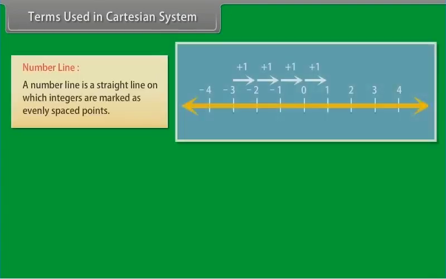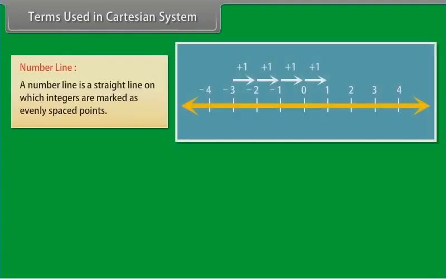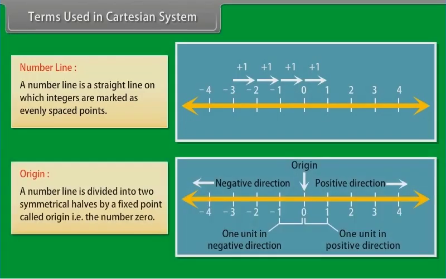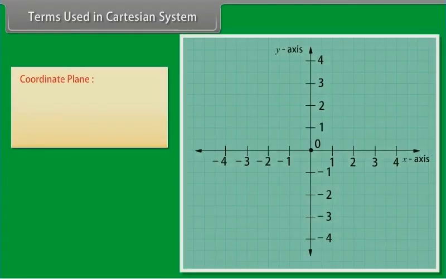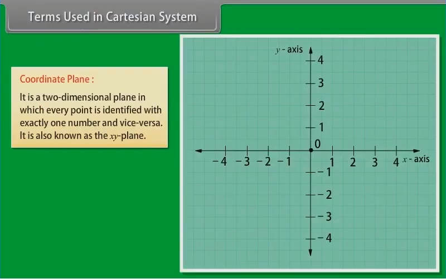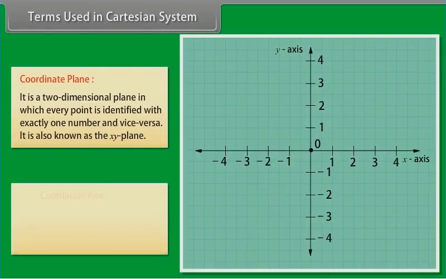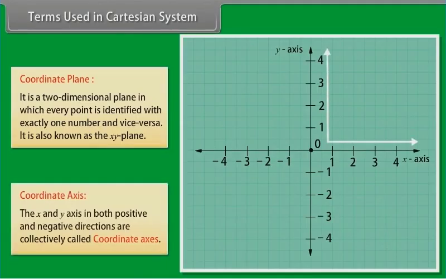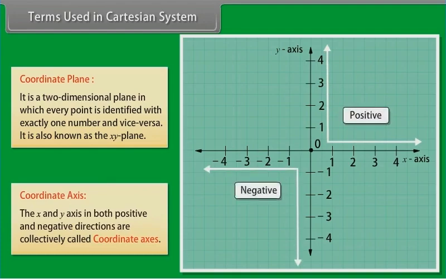Before going further, let's look at some definitions. A number line is a straight line on which integers are marked as evenly spaced points. Origin. A number line is divided into two symmetrical halves by a fixed point called the origin, that is, the number 0. Coordinate plane. It is a two-dimensional plane in which every point is identified with exactly one number and vice versa. It is also known as the xy plane. Coordinate axis. The x and y axes in both positive and negative directions are collectively called coordinate axes.